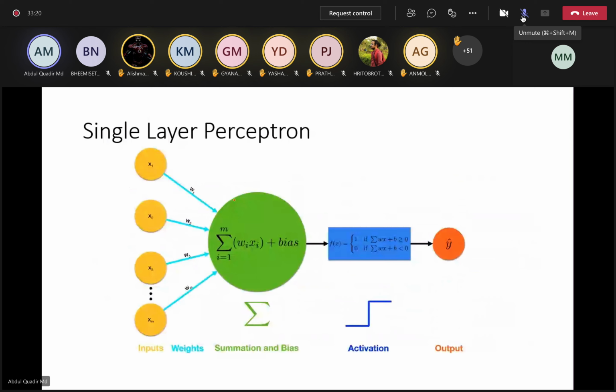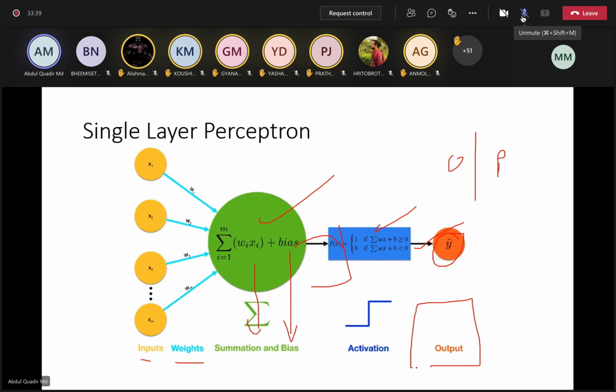Now the same thing, I have written in a different way. These are the inputs, these are the weights. I am adding the summation with the bias, then putting it into the activation function. The output of the activation function is y. This is my actual output, and this is my predicted output. Y cap is my predicted output.